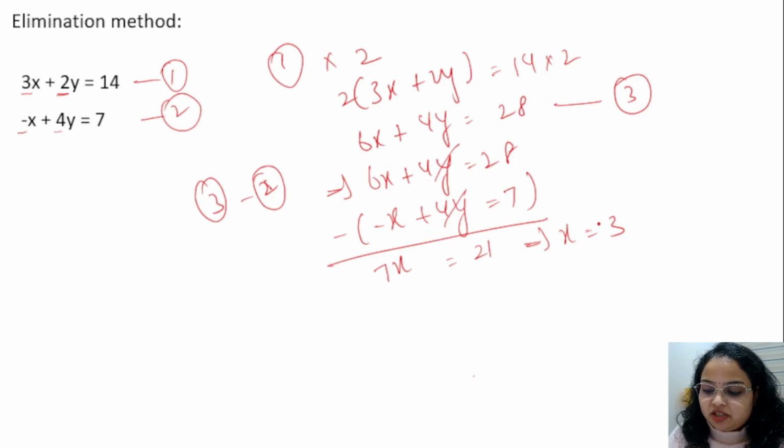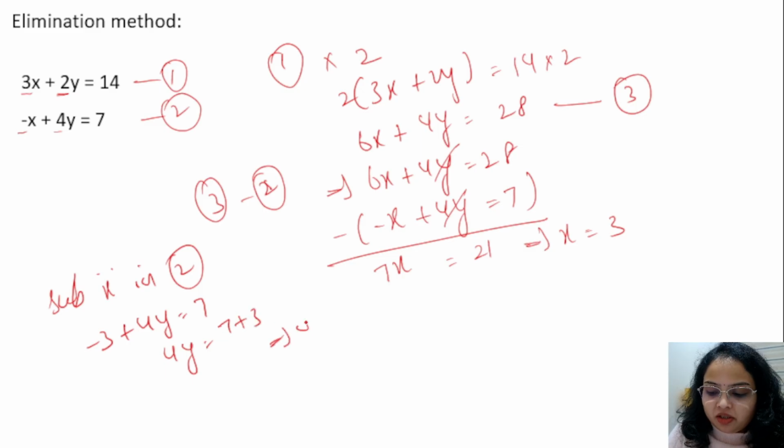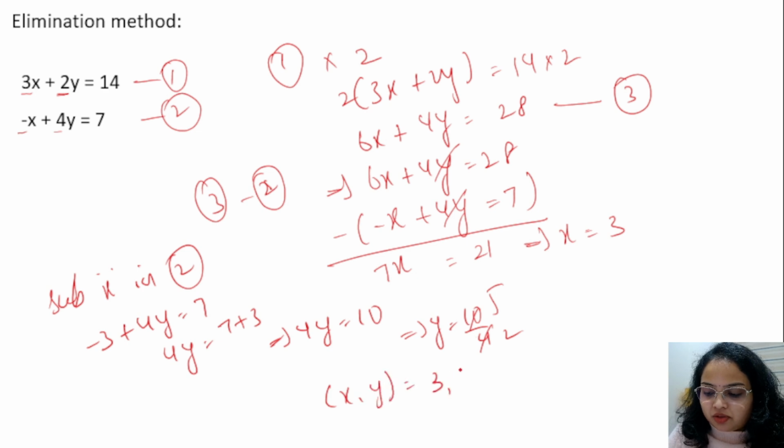We will substitute x value in the second equation. We will get minus 3 plus 4y is equal to 7. 4y is equal to 7 plus 3. So 4y is equal to 10 and y is equal to 10 by 4. It is 5 by 2. So here x and y values are 3 and 5 by 2.